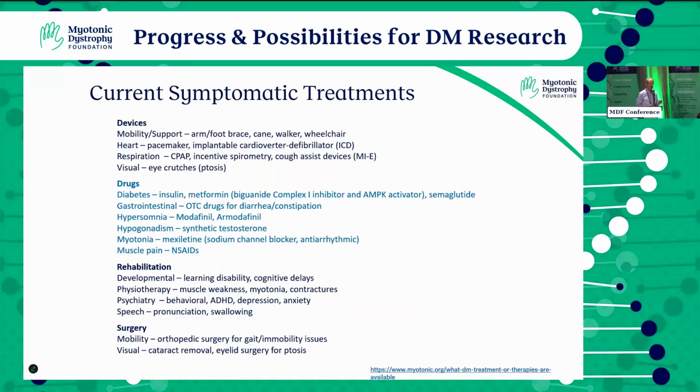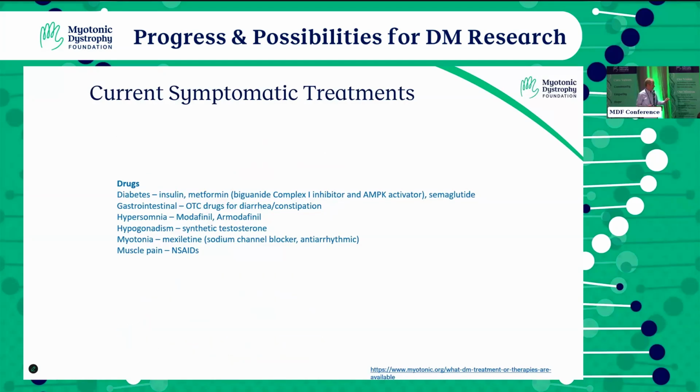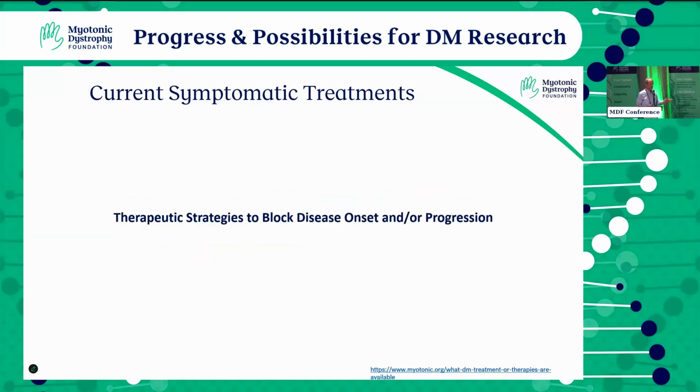So current symptomatic treatments are very beneficial to the affected individuals. Devices, rehabilitation, surgery are all important ways in which you can intercede and impact this disease progression. But of course, drugs are tremendously important. Diabetes, insulin, metformin, which is a complex 1 inhibitor and AMPK activator. The GLP-1 receptor agonists have also come online now. In terms of muscle pain and hypersomnia, you can read the list. So what about the therapeutic strategies, however, to block disease onset and progression? And that's why we're in part at this session.